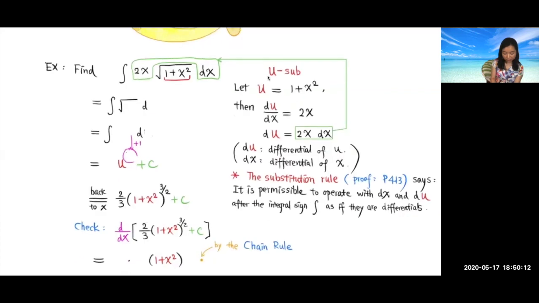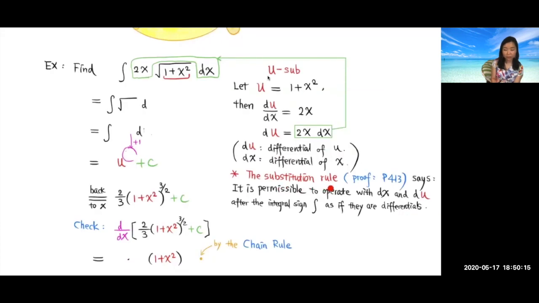In fact, this is actually proven. The substitution rule says that it's permissible to operate with dx and du after the integral sign as if they are differentials. So it's okay to do that. This part will become square root of u, and this 2x dx is going to become du.